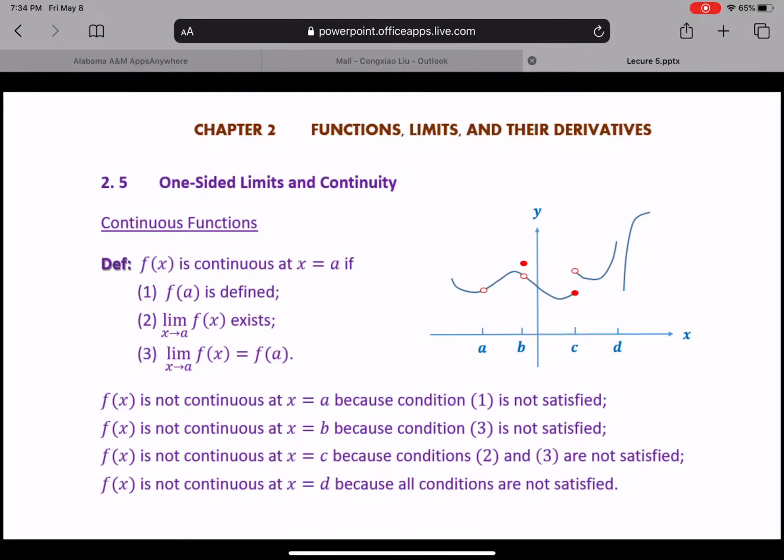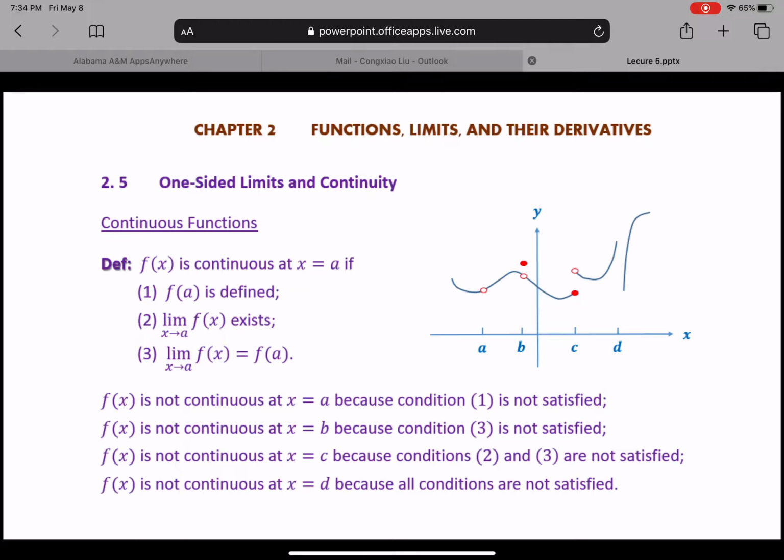We have 4 different situations in here. When x is equal to a, obviously the function is not continuous. If we use the definition in here, we see that condition 1 is not satisfied. F of a is not defined because there is an open circle on the curve. That means the function is not defined at x equal to a.